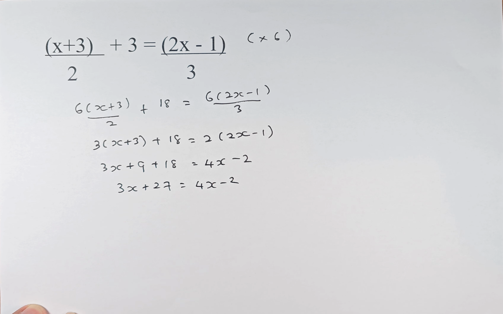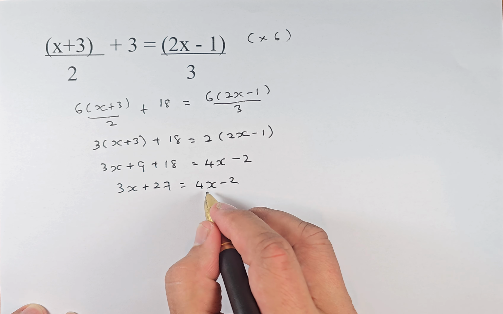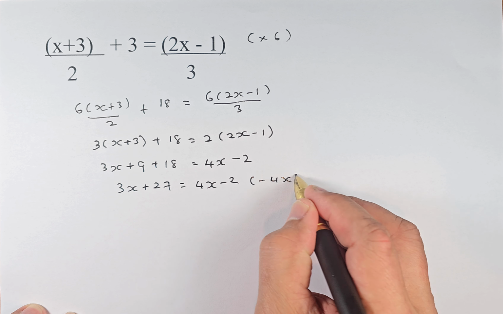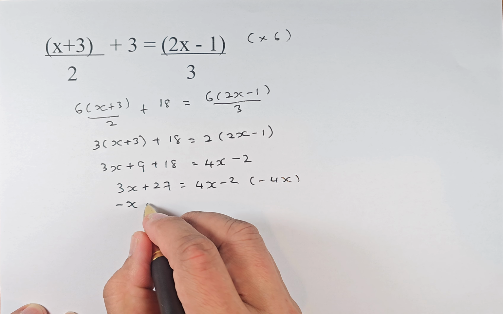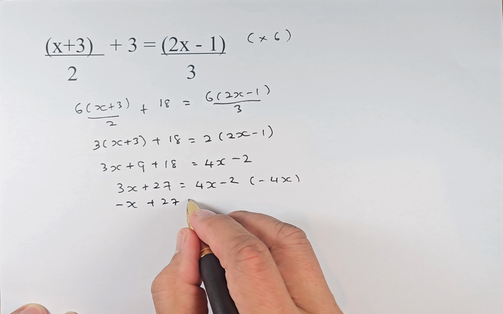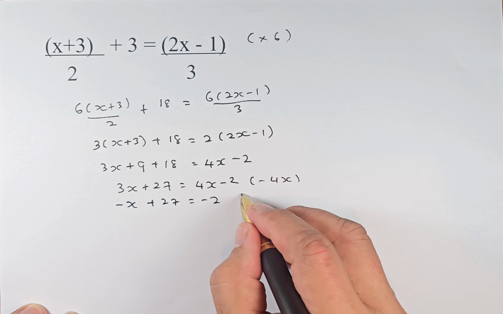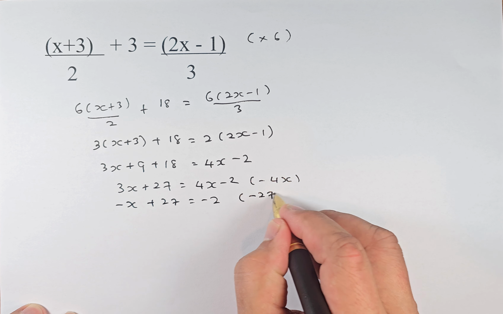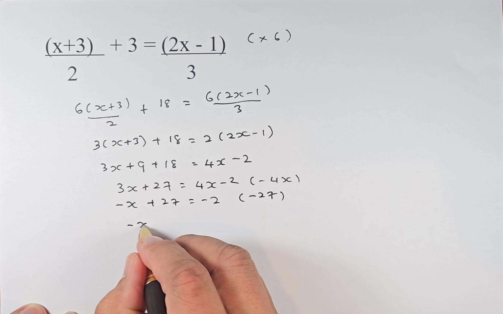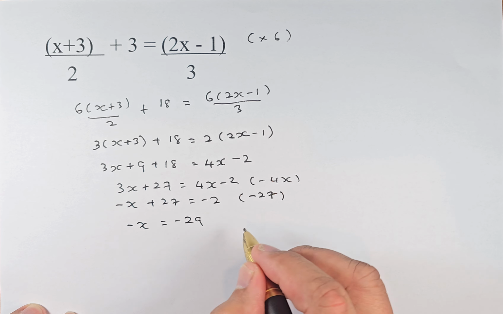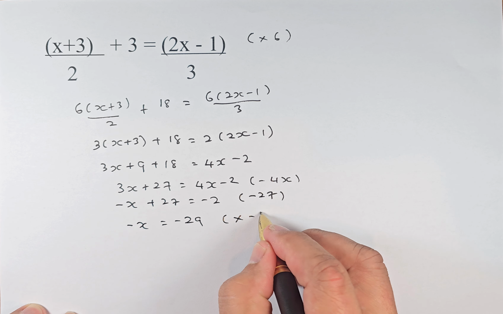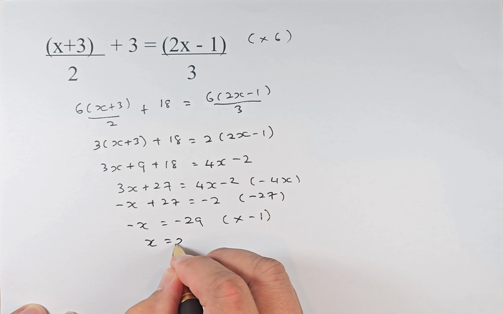And this is quite easy to solve now. You minus 4x on both sides. So you're going to get minus x plus 27 is equal to minus 2. Next step, minus 27, carry over this 27. So minus x equals minus 29. And last but not least, you multiply by negative 1. So x equals 29.